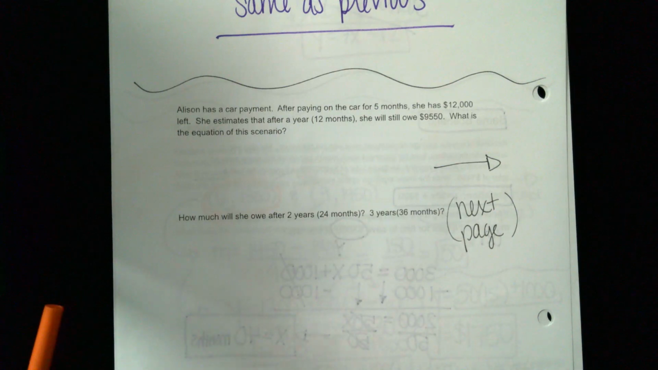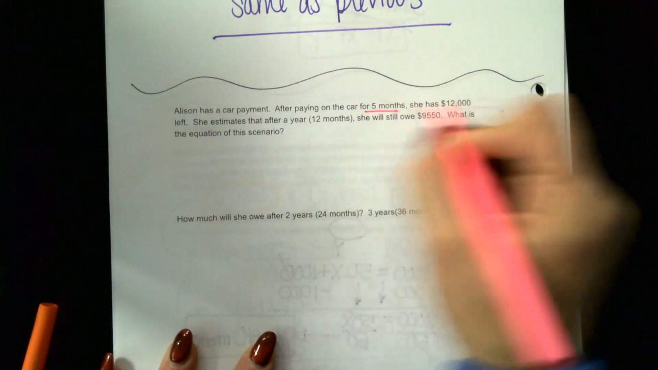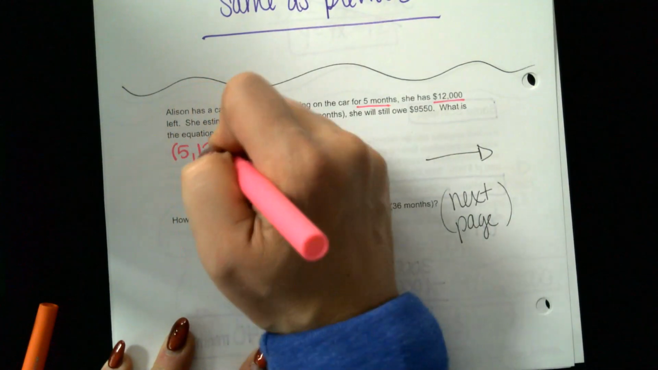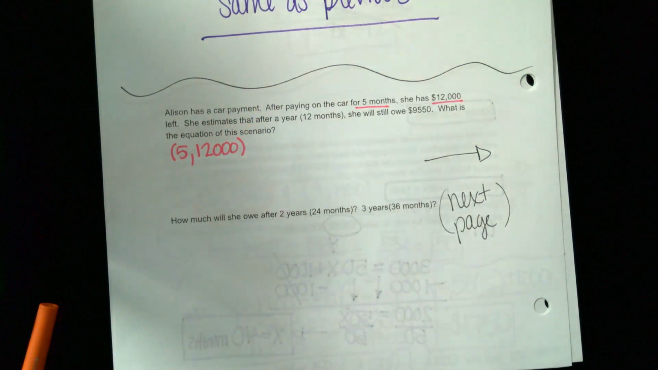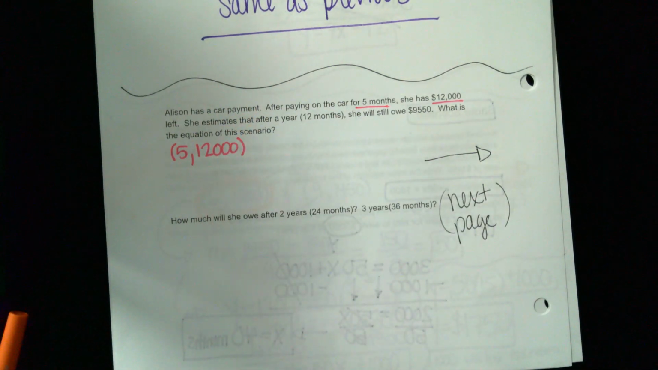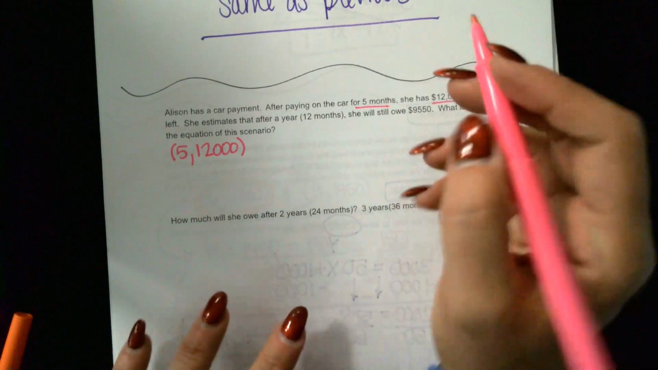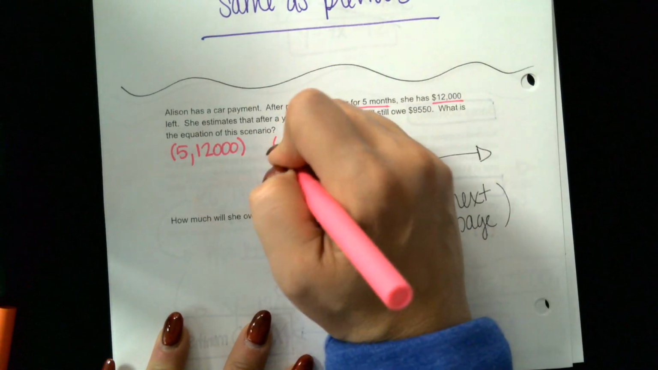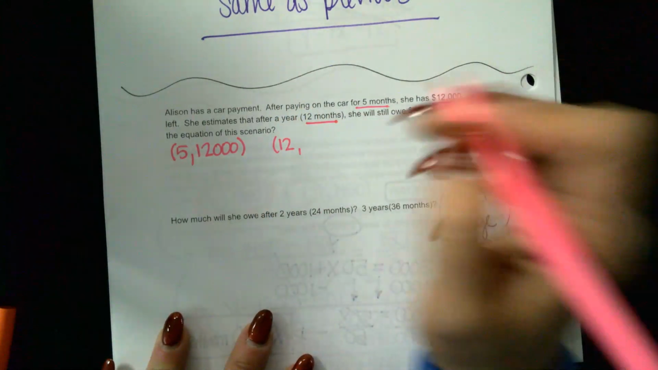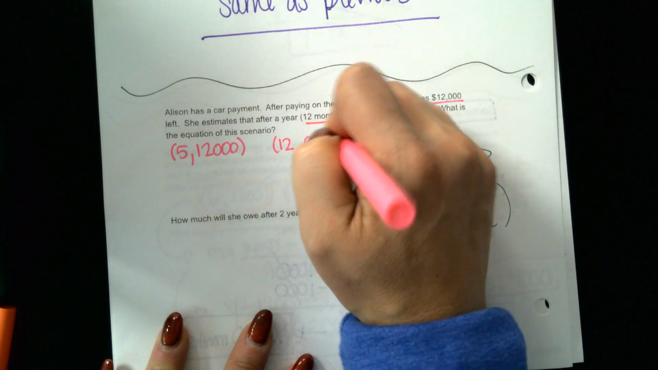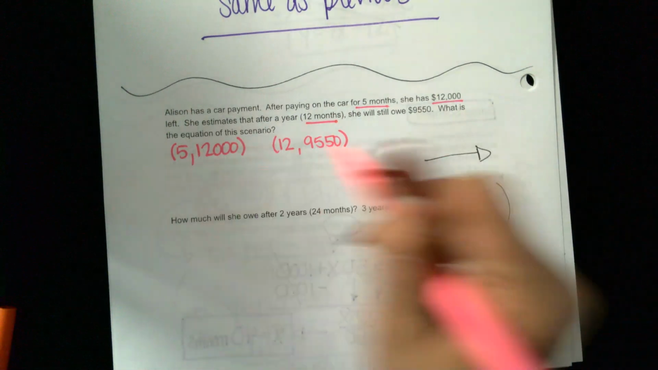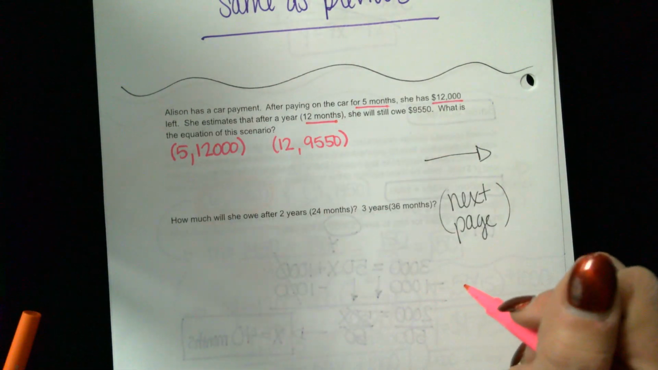All right, so let's write our ordered pairs. After 5 months, she has 12,000. So there's our first ordered pair, 5, 12,000. And then she estimates that after a year, so that would be 12 months, she will still owe $95.50. What is the equation of this scenario?